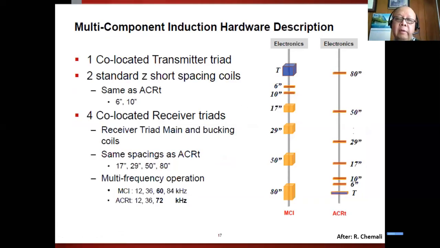So that's why the industry has developed these multi-component induction resistivity or triaxial induction resistivity tools to be able to resolve this RV-RH issue. And here is a picture of the MCI from Halliburton, which is a multi-component induction resistivity tool. And this is also the ARCT, which is the array compensated RT2. I'm not going to go into this any deeper than that.